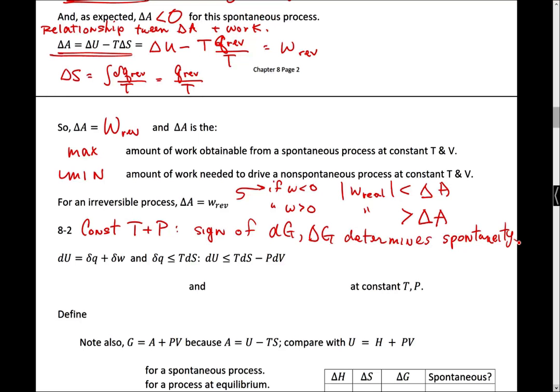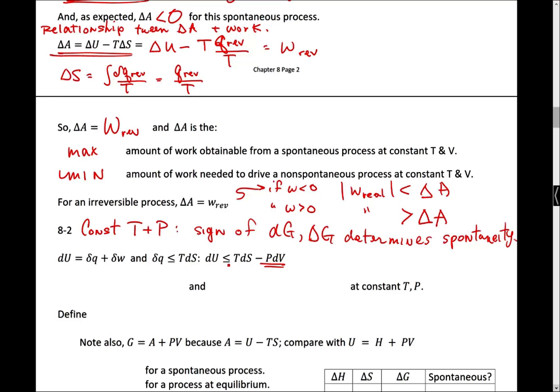Okay? All right, so we do a very similar thing to what we've done previously. We start with our first law. We say dU is equal to dq plus dw. And then the second law, the inequality of Clausius, tells us that dq is less than or equal to TdS. And so I can plug this in for dq, and that gives me dU is less than or equal to TdS minus PdV, assuming that we have only pressure-volume work.